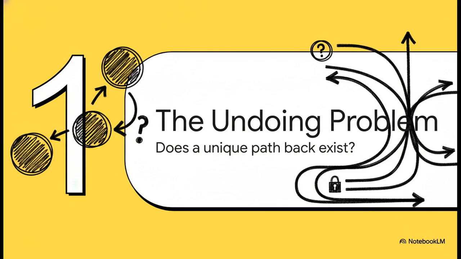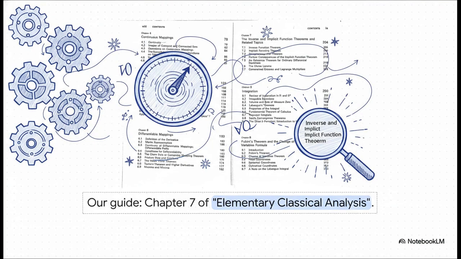So before we get the big answer, we really need to dig into why this is such a core problem in mathematics. This isn't just about retracing your steps. It's about a much deeper question. Does a single, unique path back even exist in the first place? And for our guide on this journey, we're diving straight into Chapter 7 of Marsden and Hoffman's Elementary Classical Analysis. This chapter is all about two absolute game changers, the inverse and implicit function theorems. You can think of this book as our map for today's entire explainer.